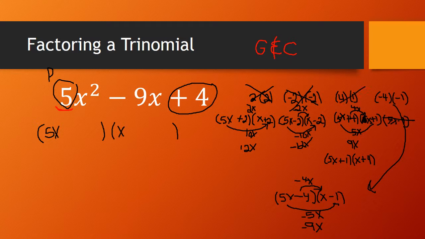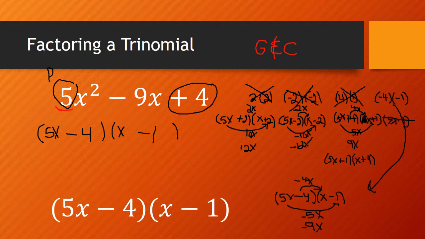So I'm going to eliminate these two choices, and I'm going to keep this combination of factors in this order to be able to get the right factors. I'm going to put negative 4 in here and negative 1 in here. So the factored form for 5x squared minus 9x plus 4 is 5x minus 4 times x minus 1.